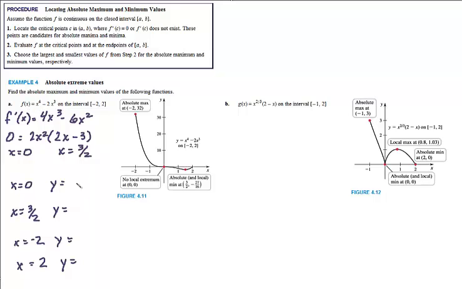For x equals 0, you're going to get y is 0. For 3/2, chunking that in, you're going to get negative 27 over 16. At negative 2, you're going to get 32 when you crunch those numbers. And at 2, that's where we get a 0.